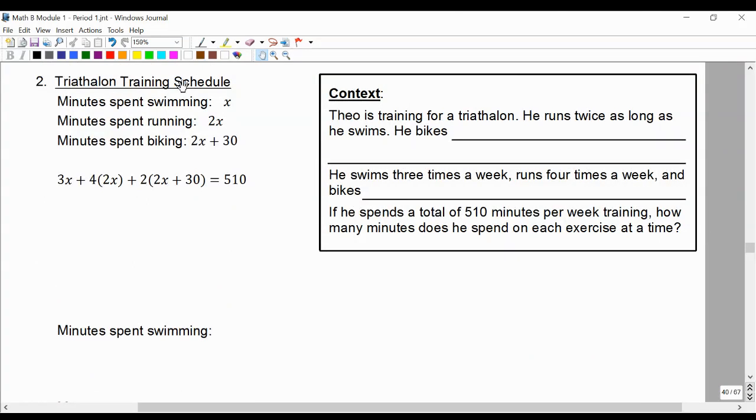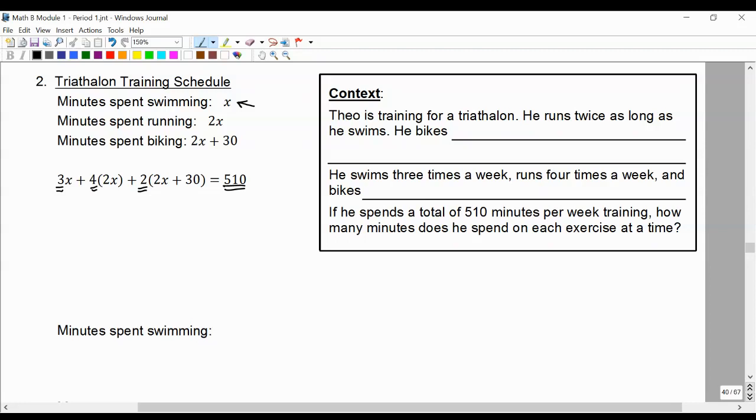We have somebody that's training for a triathlon. So before you worry about this, you're going to look over here. A triathlon has swimming, running, and biking. And we see our reference point is going to be swimming because that's x, and everything is in reference to x. Also, before we go about filling in our story, and by the way, if you want to start with solving it, you can. Let's also look that x has a 3 here, 2x has a 4 here, 2x plus 30 has a 2, and we have 510.